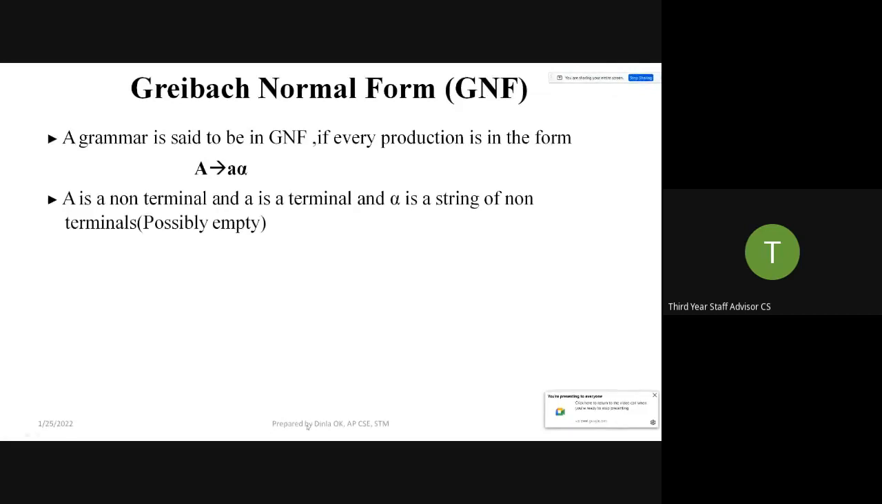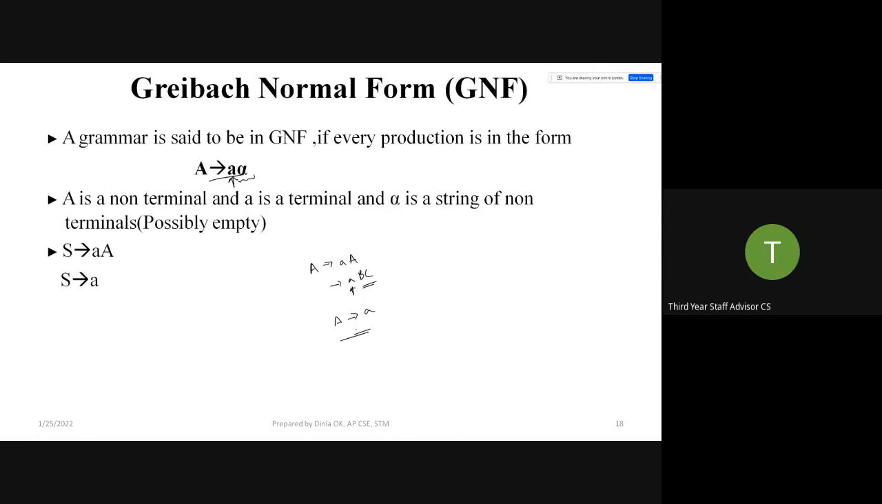So last class we have discussed about the Greibach normal form. In case of a Greibach normal form, we all know that the production must be of the form A implies a alpha, where a is a terminal, and this alpha can be a set of non-terminals, or this alpha can be epsilon. That is, we can have A implies a, or we can have A implies a B C, a terminal followed by a set of non-terminals, and we can have a single terminal. Like this we can say that it is a Greibach normal form.